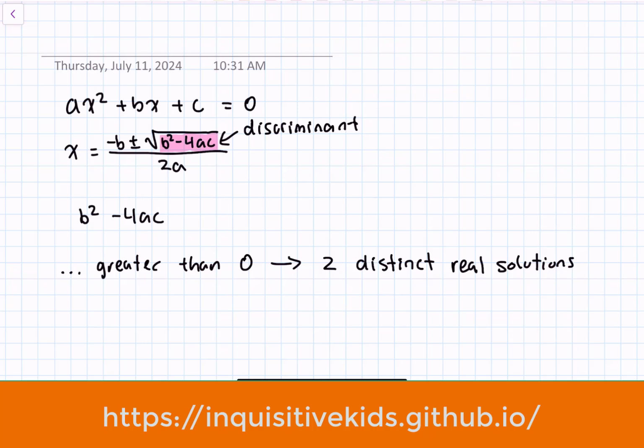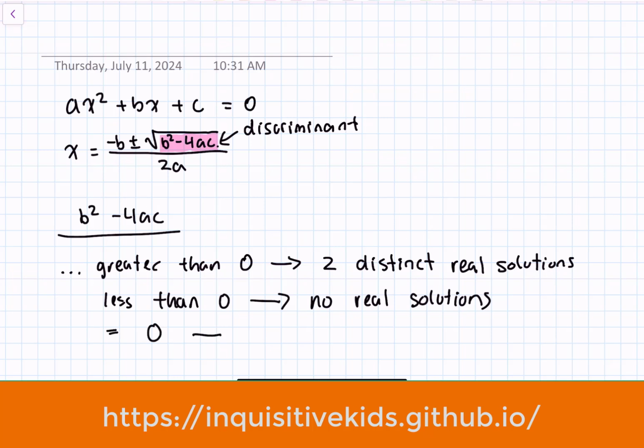If this discriminant is less than 0, then it means that there are no real solutions. Because if you think about it, if this is less than 0, then it would be negative. So it means we have a negative number inside a square root, and that would not make sense. And if this was equal to 0, then it means there's only one real solution to the quadratic equation.